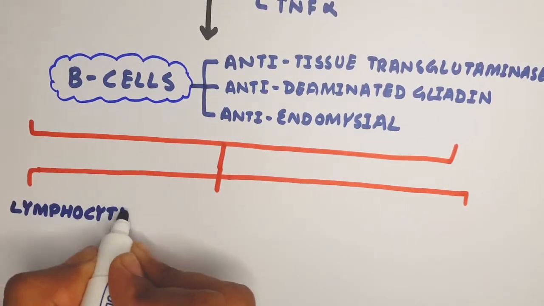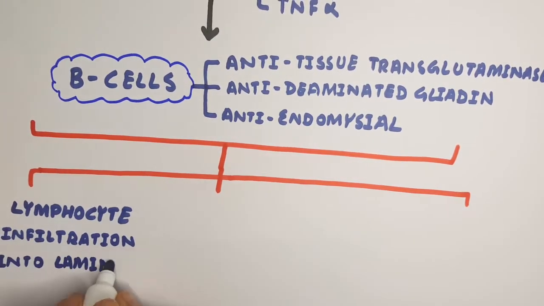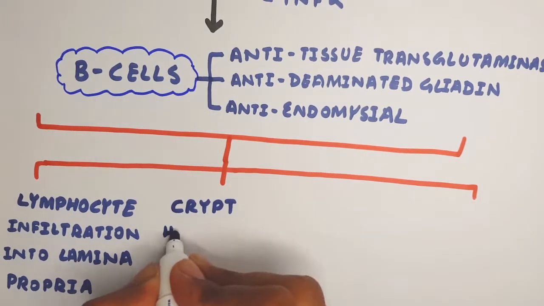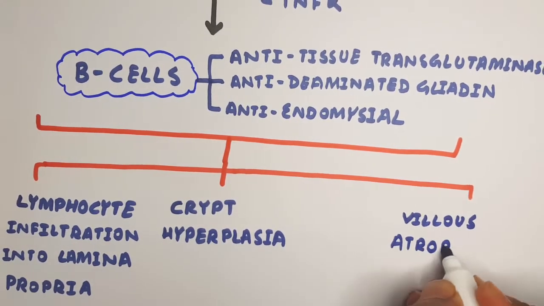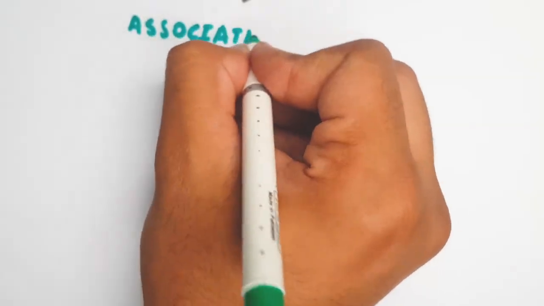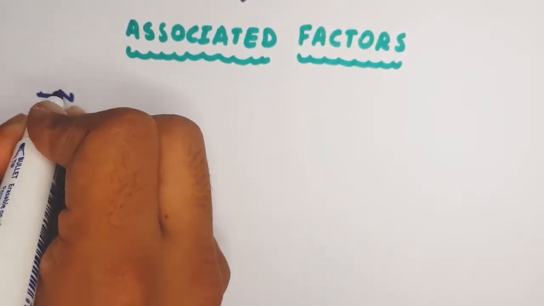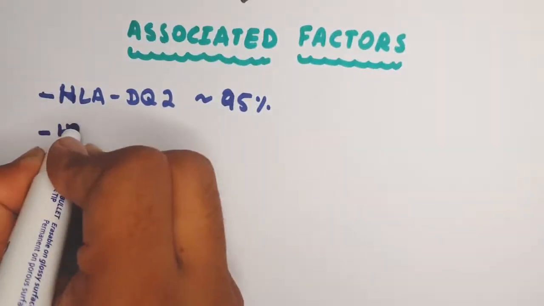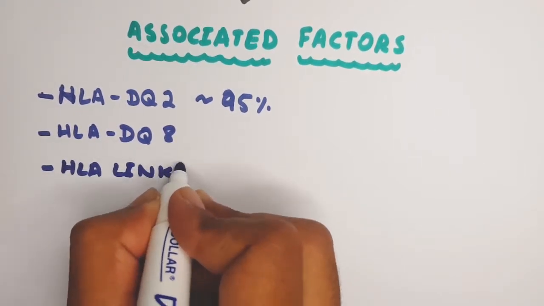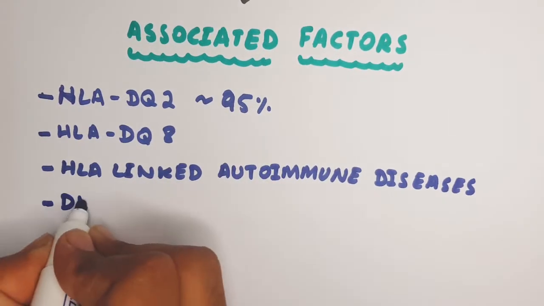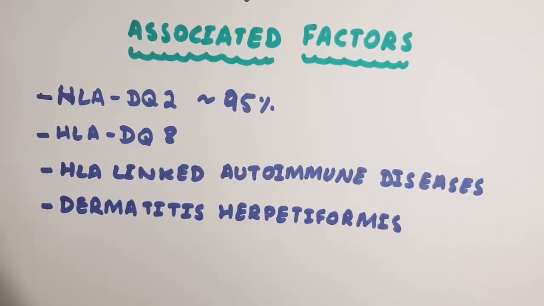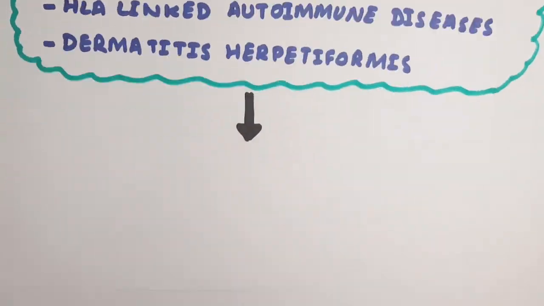And as a result of this, three things happen. Lymphocytes infiltrate into the lamina propria, it causes crypt hyperplasia, and causes villus atrophy. As celiac disease only happens in genetically susceptible people, the main genes involved in this are HLA-DQ2, which account for 95% of the cases, HLA-DQ8, other HLA-linked autoimmune diseases, and dermatitis herpetiformis.